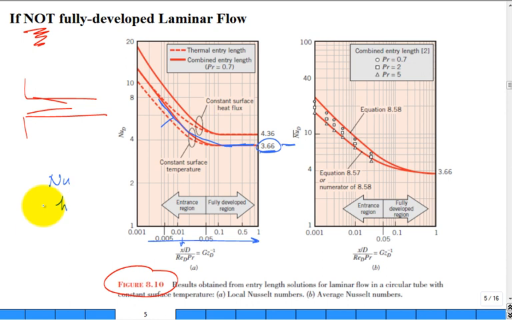So at least you know what side you fall on. Okay, you know how you can be more conservative in your calculations. So this would be for the entrance region. So what you would do is you would calculate this X parameter, come in here, and then you would pick up your local H, or if you want to do the average H, probably more interesting, come in there and do it. They have it for different Prandtl numbers.